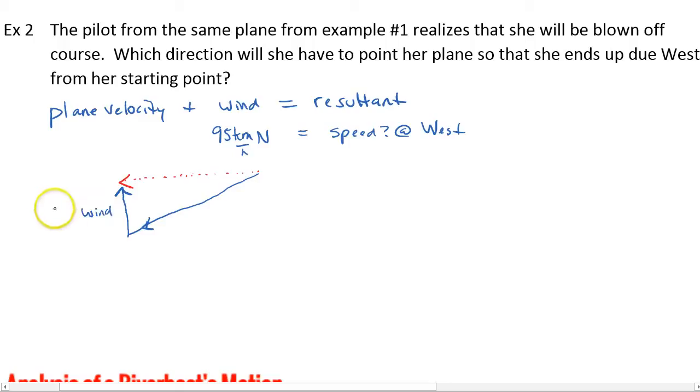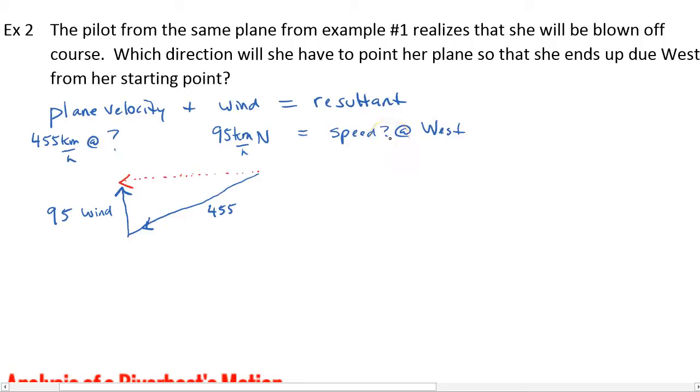That's the 95. And then this is the plane velocity. Now for the plane velocity, it's still going to be 455 kilometers per hour. It'll still have that airspeed, but the direction is the one I don't know. So the two parts that I don't know: this is 455, I don't know this direction, and I don't know the amount of this resultant. So you see these two question marks.